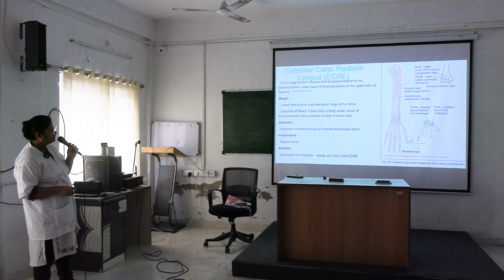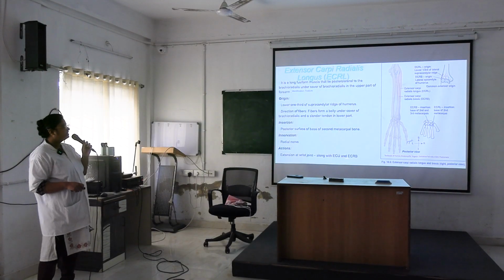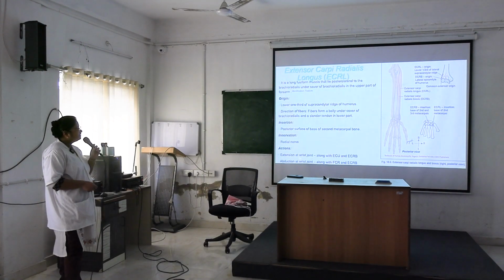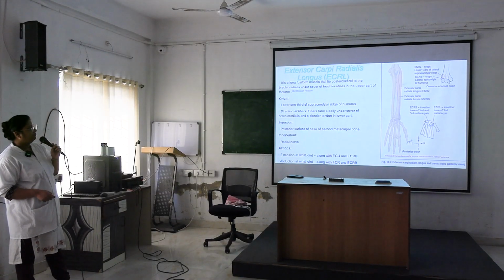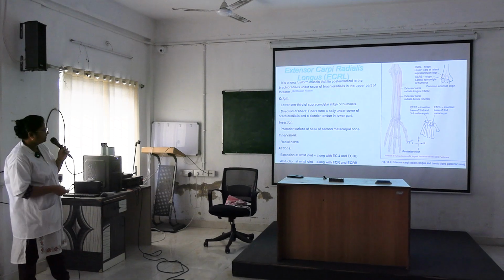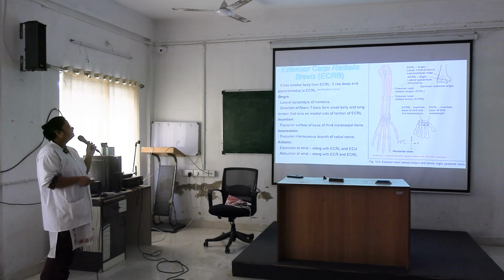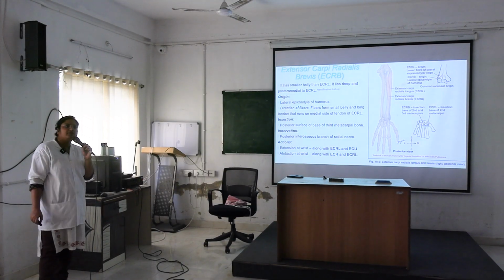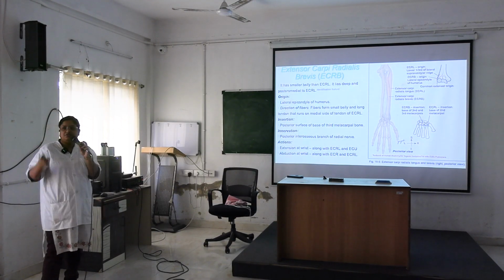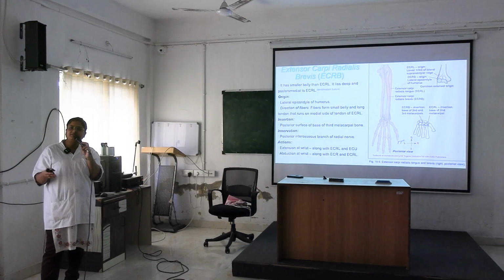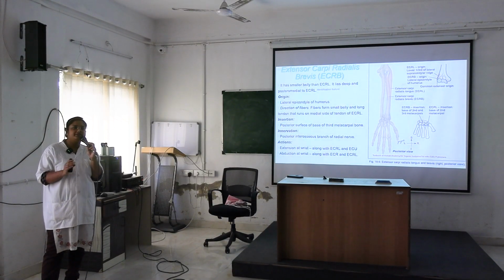Action is extension of the wrist joint along with the extensor carpi ulnaris and extensor carpi radialis brevis, and abduction at the wrist joint along with flexor carpi radialis and extensor carpi radialis brevis. Next is extensor carpi radialis brevis. It has a smaller belly, lies deep and posteromedial to extensor carpi radialis longus. So you will get brachioradialis superficially, deep to it extensor carpi radialis longus, deep to which will be extensor carpi radialis brevis.